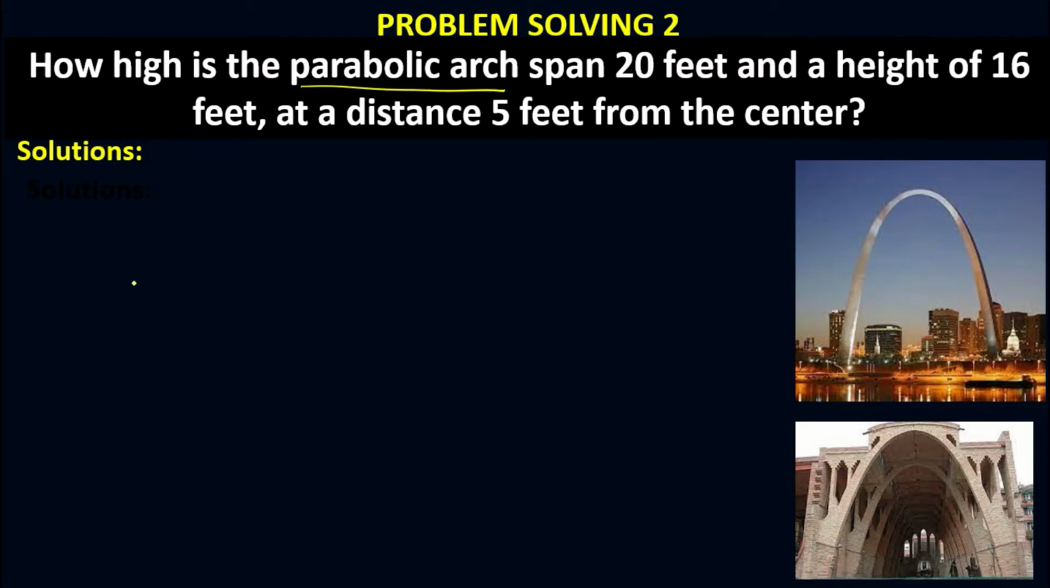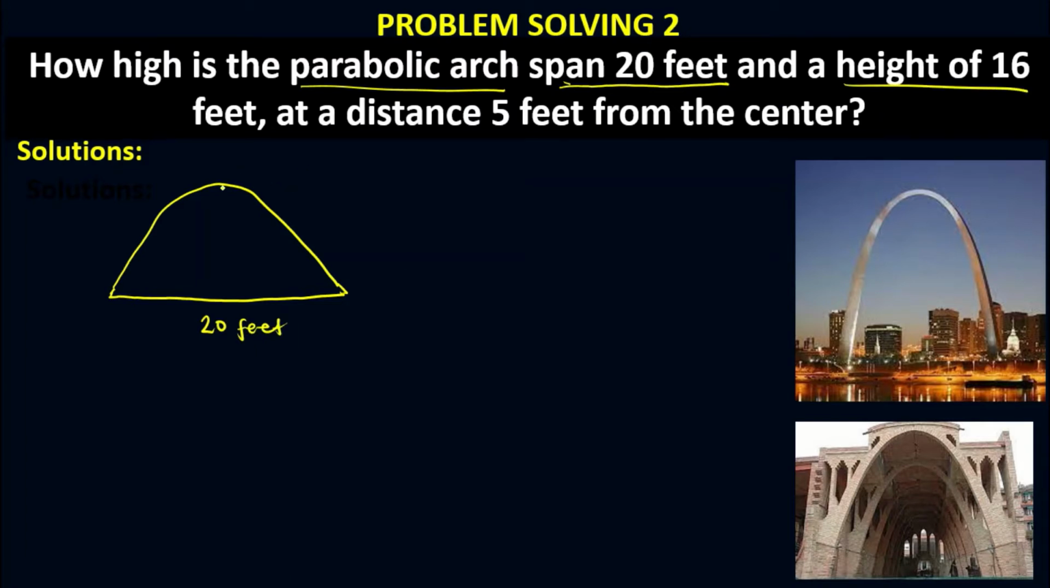Okay, so halimbawa, drawing tayo ng parabola, which is downward. And from this, sabi, we have this parabolic arc with a span of 20 feet. So, meron tayong parabola in which yung span niya or yung haba niya is 20 feet, with a height of 16 feet. So yung taas naman daw, yung highest na ma-form natin dito sa parabola, is 16 feet. So we have this 16 feet, and a distance of 5 feet from the center.